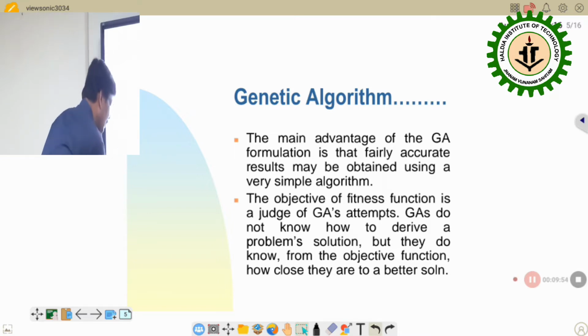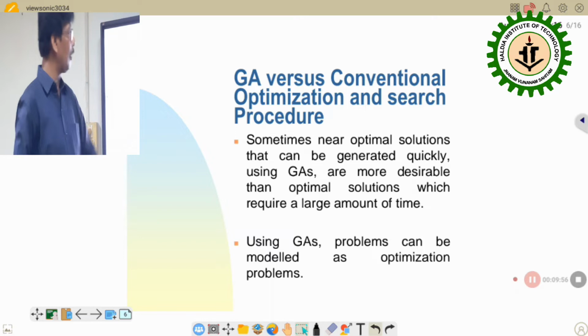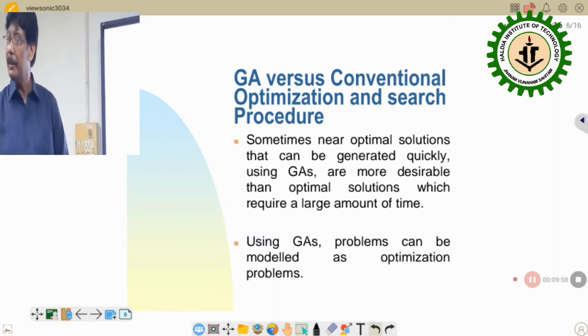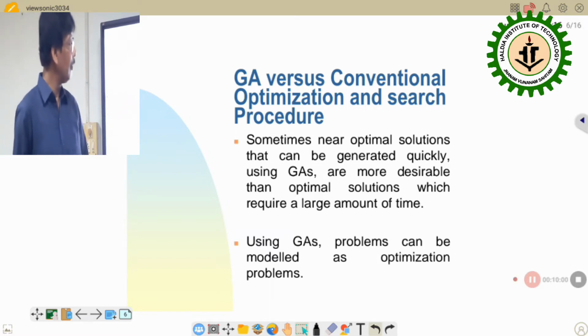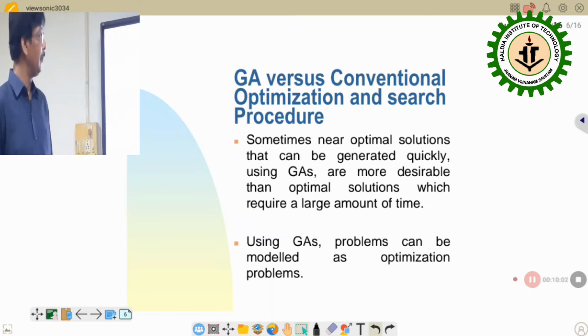And next, that slide says that sometimes a near optimal solution that can be generated quickly using a genetic algorithm is more desirable than an optimal solution, which requires a large amount of time.